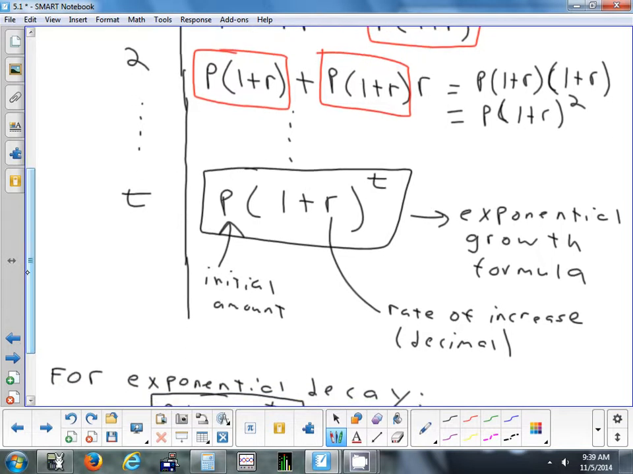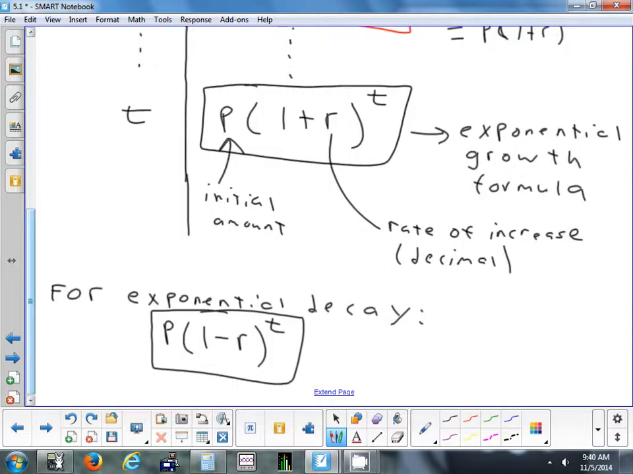What do you think would change in this formula for decay? There's only one thing that would change. Everything else would stay exactly the same. Yeah, the plus sign would change to a minus sign. So let's say you had a 2% decrease. That would be 1 minus 0.02. Or each year, you only have 98% left of what you started with.